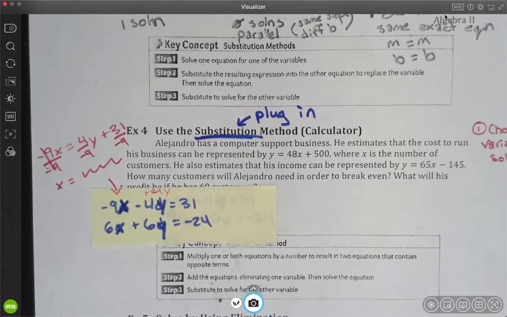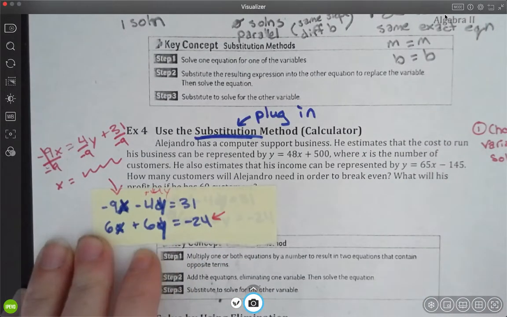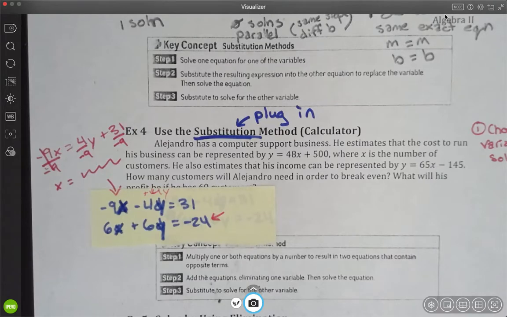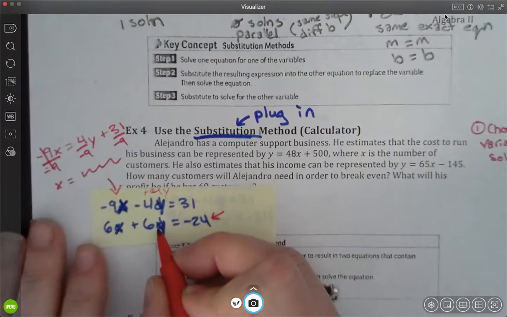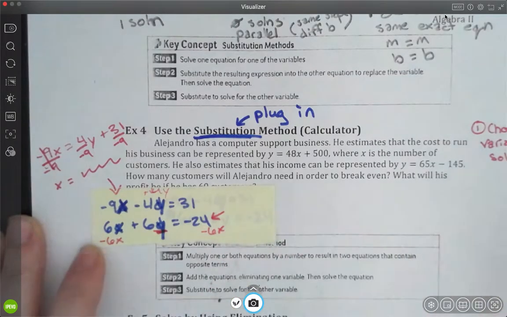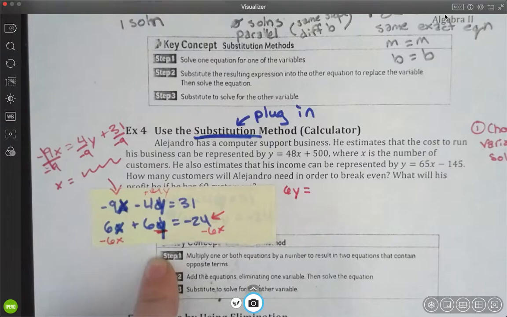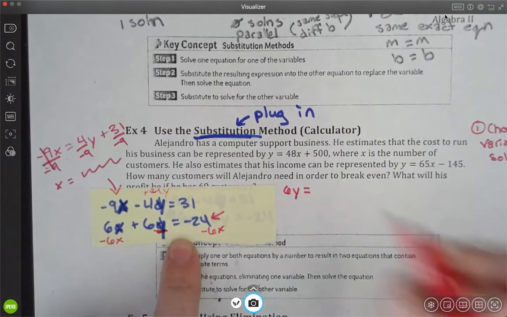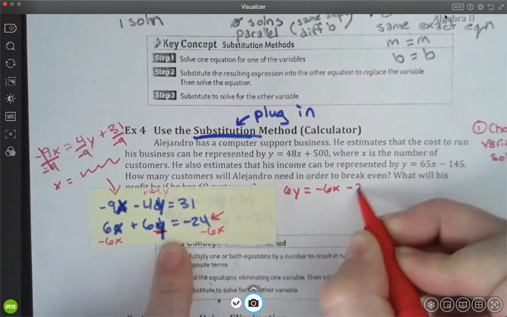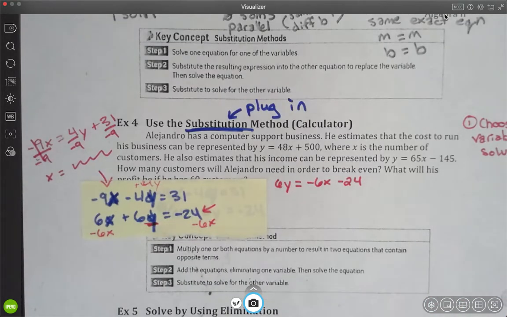So let's do this. Now you can write. Let's solve for this y down here, in the second equation, because everything's divisible by 6. 6, 6, and 24, they're all divisible by 6. We have really nice numbers then. So this y is what we're solving for. Let's kick the 6x to the other side. So I have 6y is equal to negative 6x minus 24.